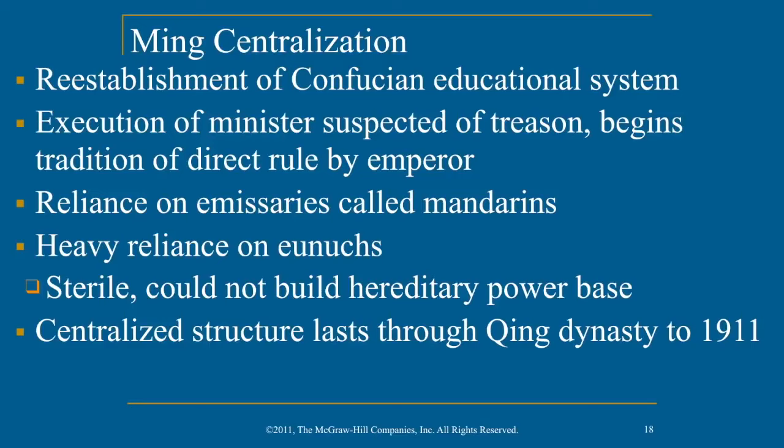So let's say you decide to overthrow the government and you are successful and you overthrow Emperor Hongwu. Well, if you were a eunuch, it wouldn't really matter because once you die, it's just going to result in massive chaos. So the idea was that you wouldn't be able to pass it on to your son or your family, and there was no line of succession. Centralized structure lasts through the Qing Dynasty to 1911, very far forward.